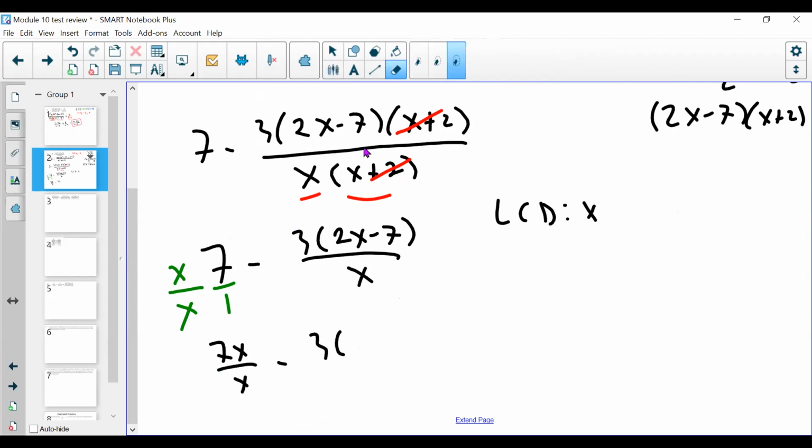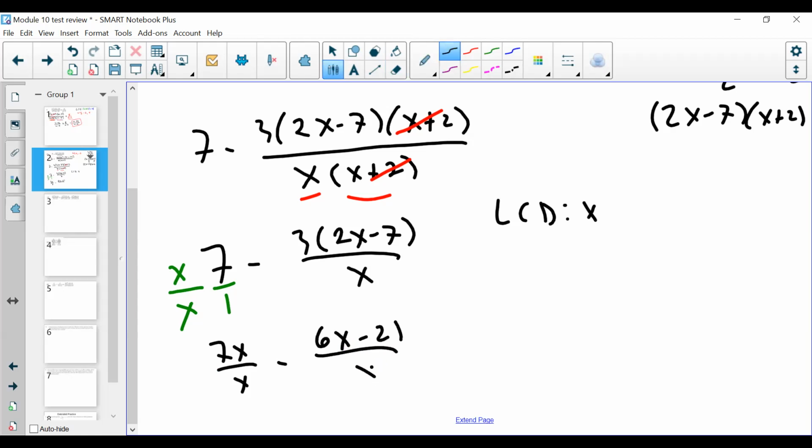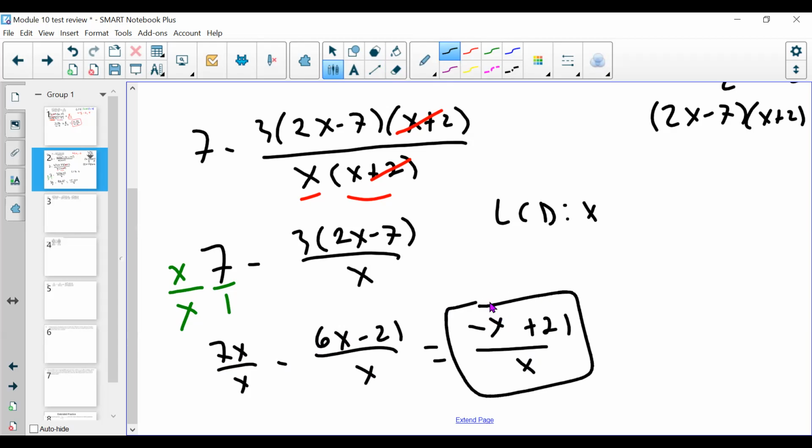Well, we can distribute that 3 in actually. It'd be a little easier. Distribute this 3 in to get 6x minus 21 over x. And when you combine like terms, I have 7x minus 6x. That gives me negative x plus 21 all over x. And that's going to be your answer.